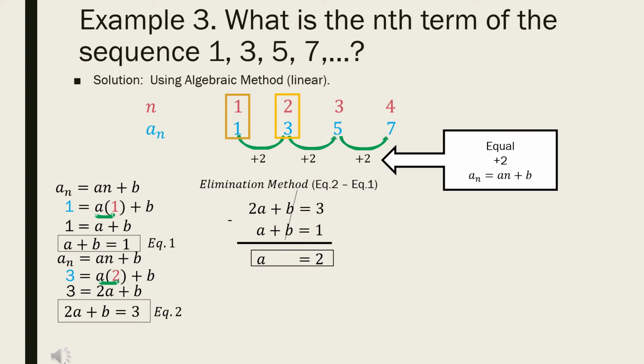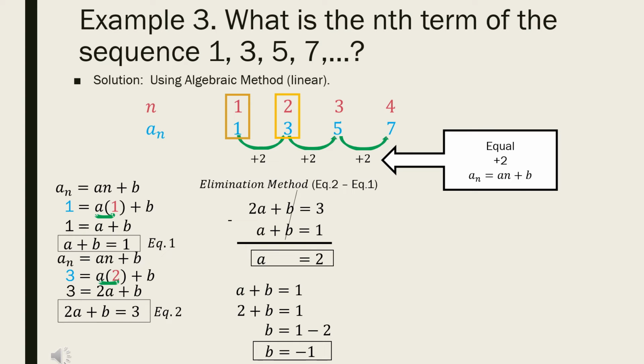And then use that value to obtain b. Okay, so we can select from any equation. You can use equation 1 or equation 2 just to solve for b. So if we use equation 1, we'll have a plus b, which is equal to 1. Substitute the number that we have obtained earlier for a, which is 2. So we have here 2 plus b is equal to 1. And then solve for b. Transpose, we have 1 minus 2. So 1 minus 2 is negative 1. And that negative 1 is the value of our b.